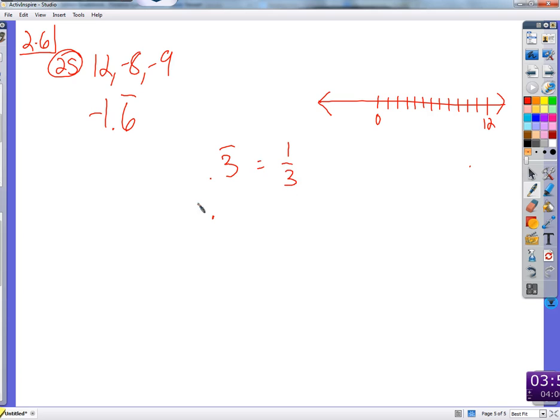Okay. Can we add another 0.3 repeating? Every 3 gets added to another 3 forever and ever and ever. We're going to get 0.6 repeating. Well, in the fractions, we must have added a third plus a third, so 1/3 plus 1/3 is 2/3. It's just 2 of those. They have a common denominator, so we can add them together. 2/3. So this is negative 1 2/3.